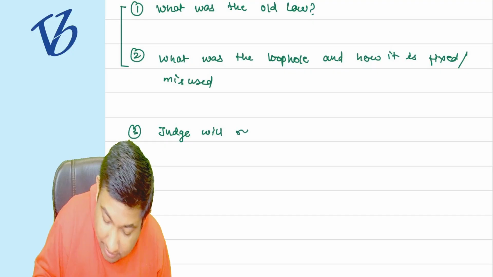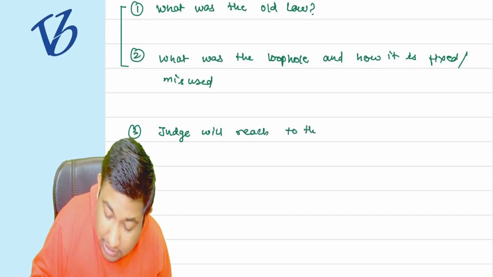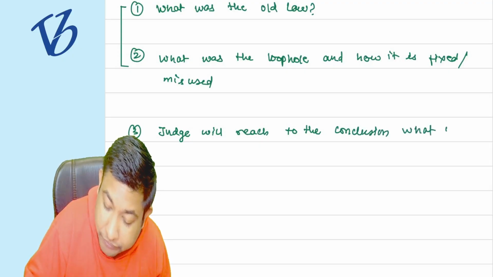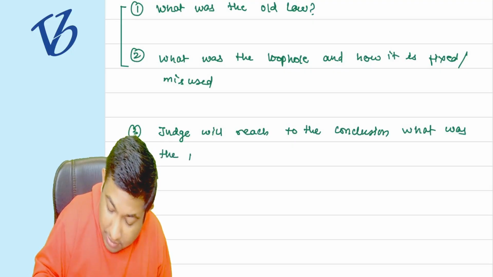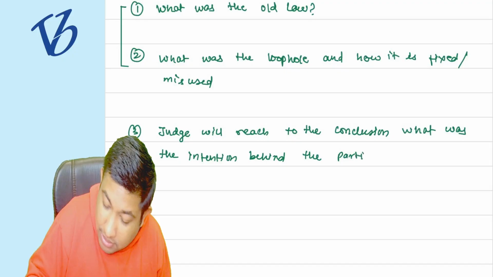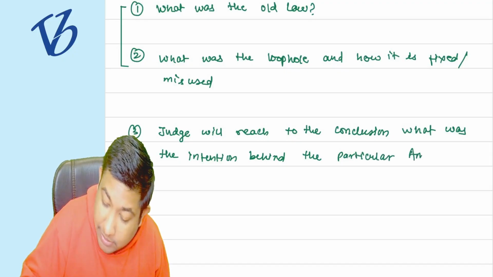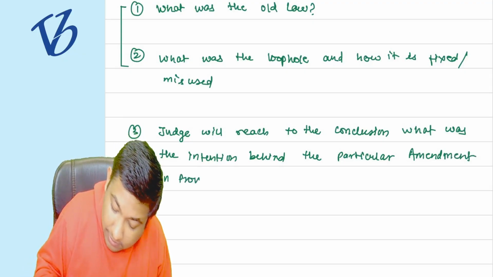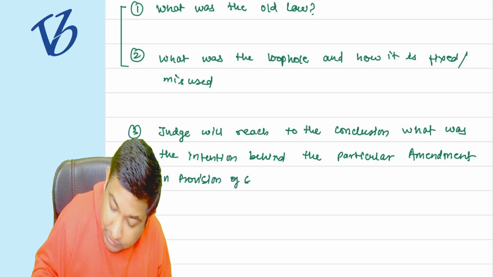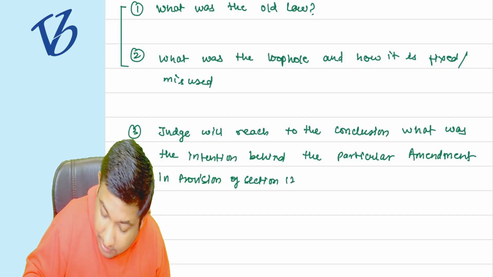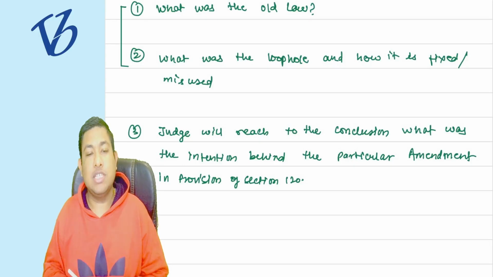will reach the conclusion of what was the intention behind the amendment in the provision of section 120. Understood or not? So this is the mischief rule.